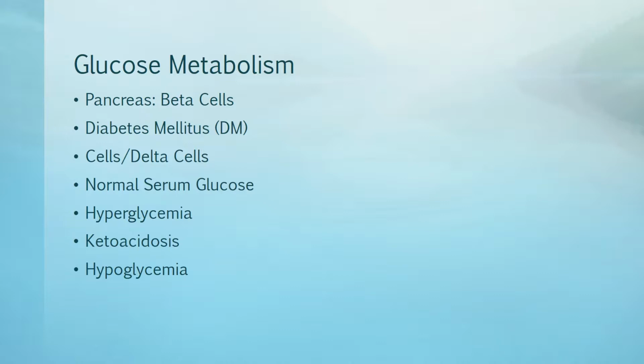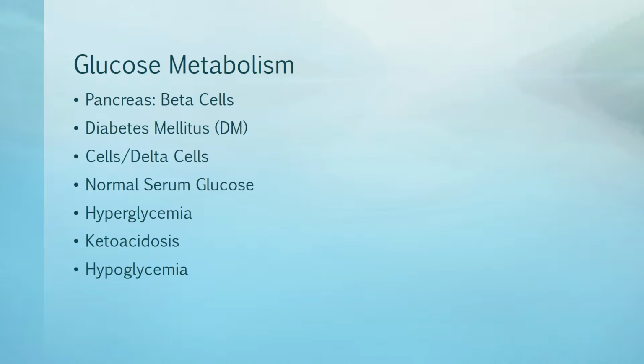Then we have the delta cells. Delta cells produce this hormone called somatostatin. And somatostatin is like a neurotransmitter that inhibits the production of glucagon and insulin. Then we have normal serum glucose levels. It varies depending on which book you look at, but in general, you're safe to say 70 to 110. If someone is within 70 to 110, that is what we call euglycemia. If you break that term apart, it basically is saying normal levels of blood glucose.